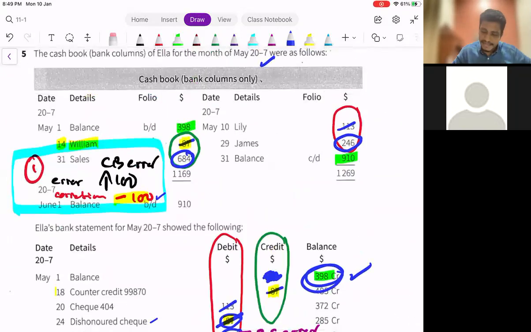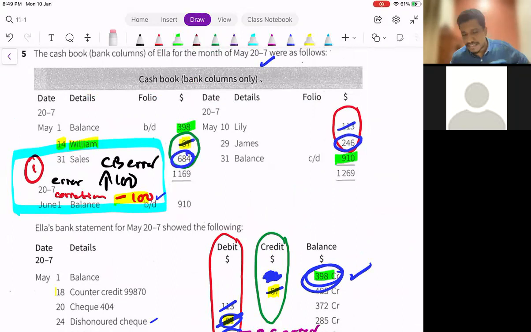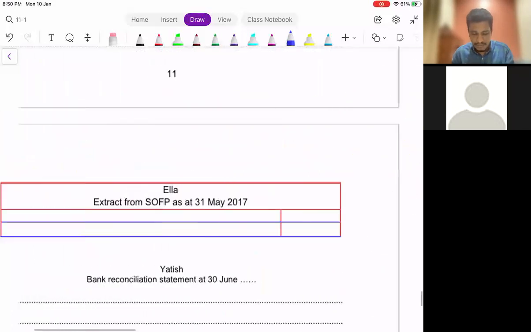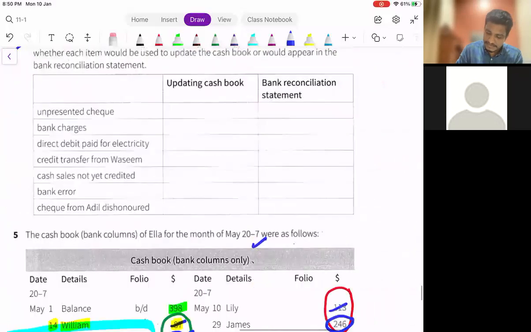Which one is amount not yet credited? Here we have two circles, 1 and 2. Out of these two, which one is amount not yet credited? The one in the debit, because amount not yet credited is the check that we received, so it will be on the debit side of the cash book. So this one, the sales 684, is amount not yet credited. So I go to my bank statement and write here sales 684.